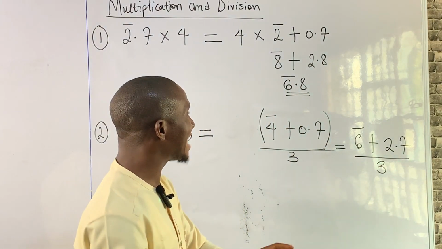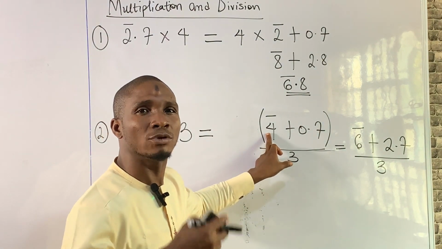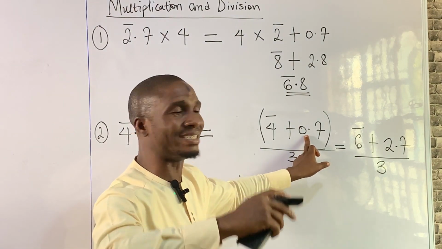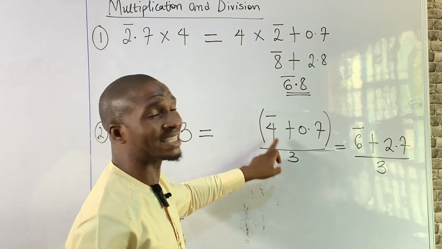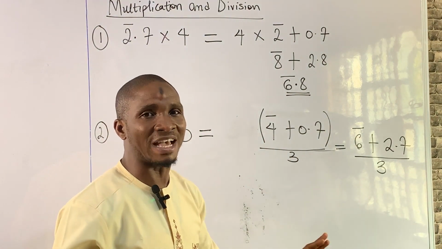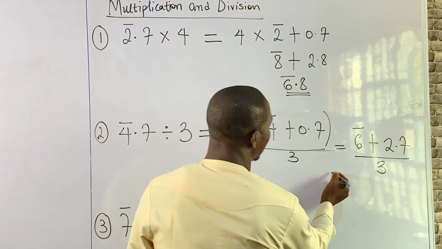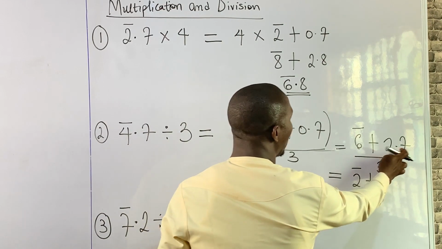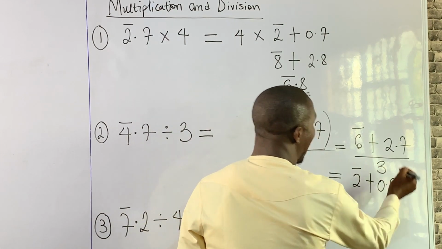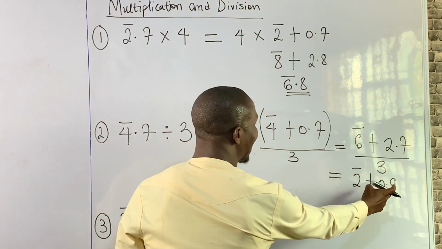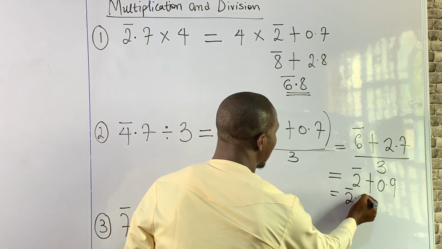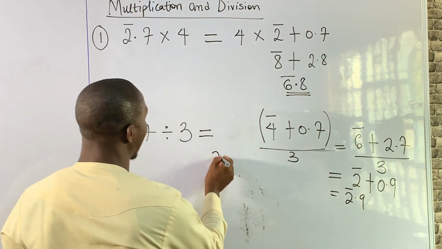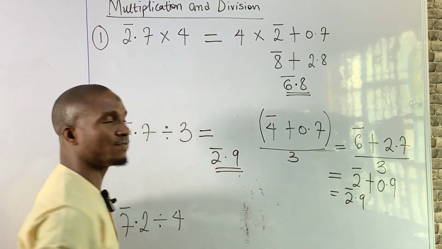For example, again, let's assume this is bar 5. If it is bar 5, you take it to bar 6, which is you are subtracting 1, then you add 1 to it to make it 1.7, in that order. But if this bar is a factor of 3, you don't need to do that. Just divide straightforward and you get your answer. So now let's divide. Bar 6 divided by 3 will give you bar 2, plus 2.7 divided by 3 will give us 0.9. Then you combine the answer together as bar 2.9. Therefore, the answer to this question now is bar 2.9, the final answer.